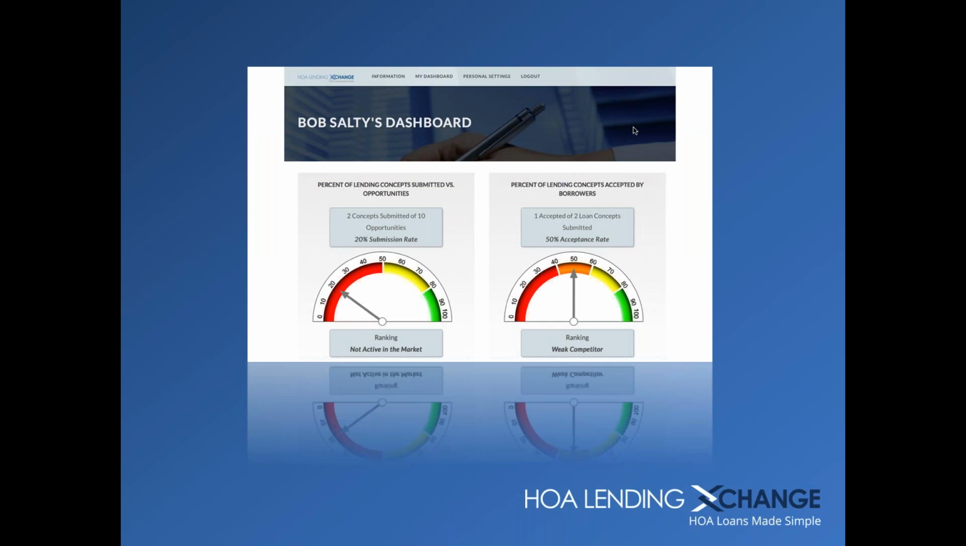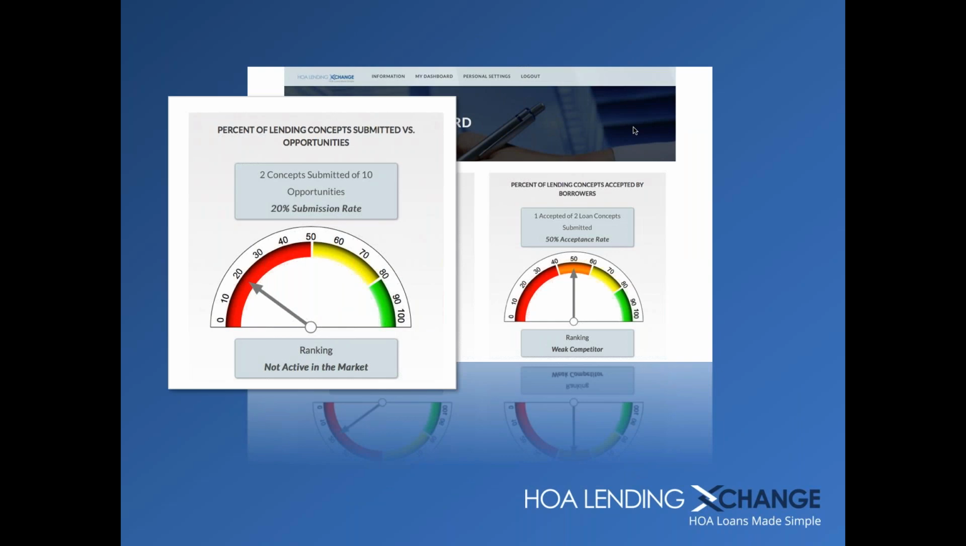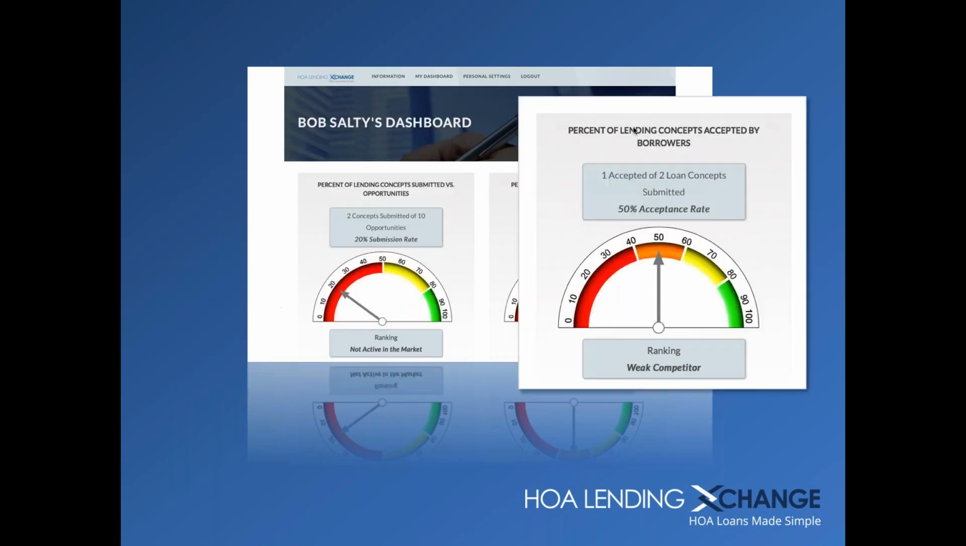Remember those gauges at the top of your dashboard that we looked at earlier? Have you figured out how they work yet? The left-hand gauge looks at how many times you answered the call when an HOA loan opportunity was presented to you. Since you set the parameters for which loans are sent your way, you should be submitting lending concepts for these opportunities quite often, if not every time one comes your way. This gauge shows how active you are in the market.